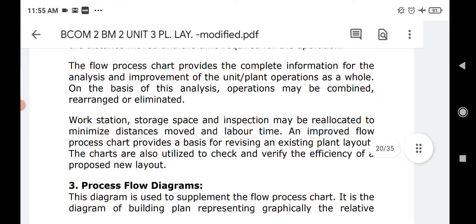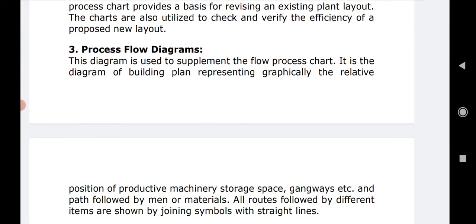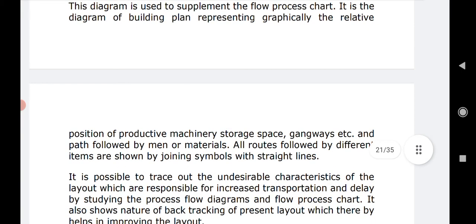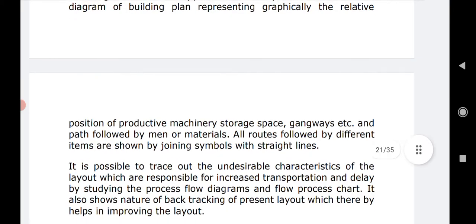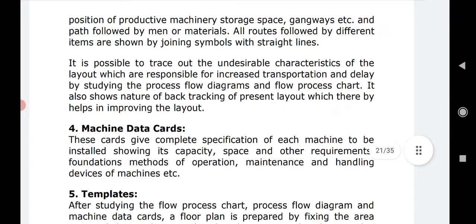Alright, next in the series is the process flow diagram, right? The process flow diagram is a diagrammatic representation which helps to have more information than the flow process chart. It is a diagram of the building plan representing graphically the relative positions of the productive machineries, even the storage space, the pathways, everything is shown. It even includes the path followed by the men and materials, right? All the routes followed by the different items are very well shown here by joining the symbols with straight lines. So this is how it helps.